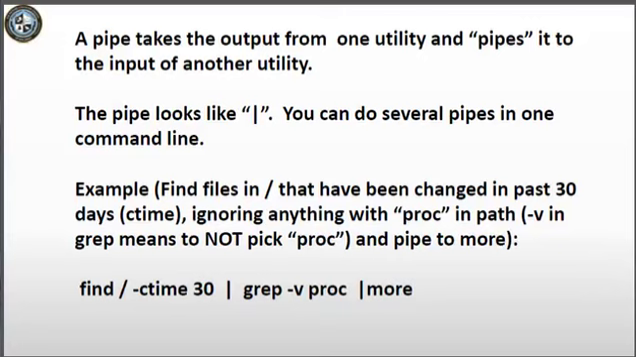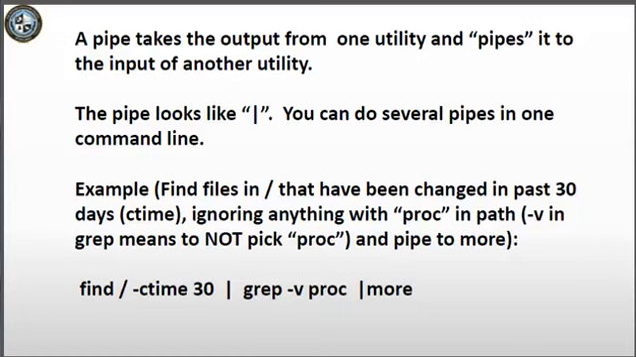There's also some special characters in Linux and Unix. The first one is the question mark. This matches a single character. The second one is the asterisk. This matches any string.